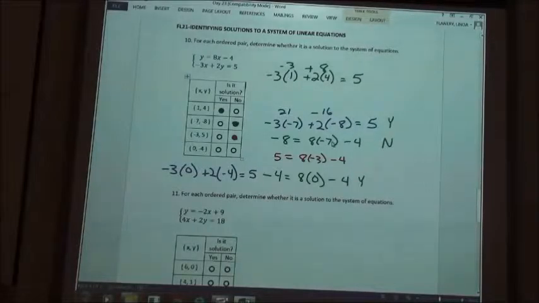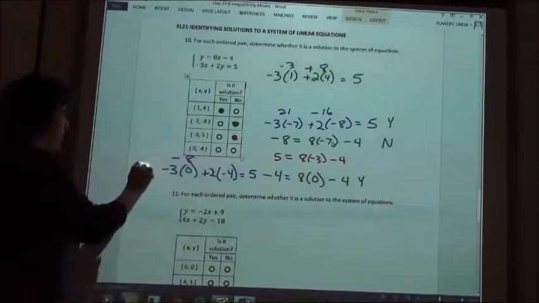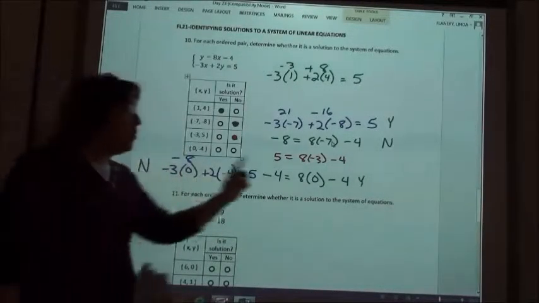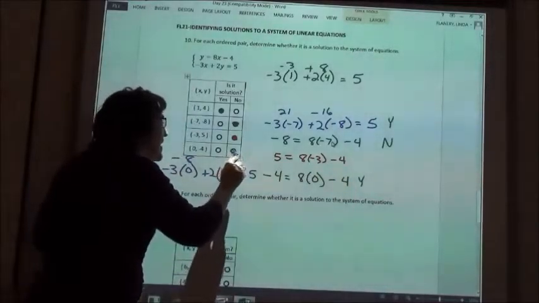Negative 8. It gives us negative 8. That's not 5, right? So since this was no, even though that was yes, we're still going to say no.